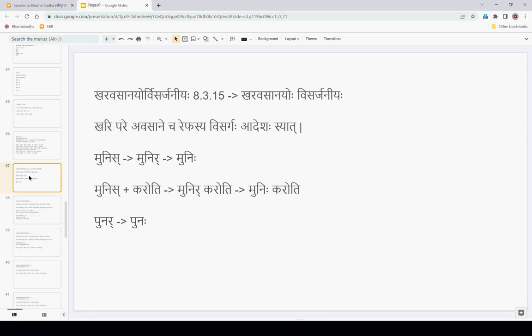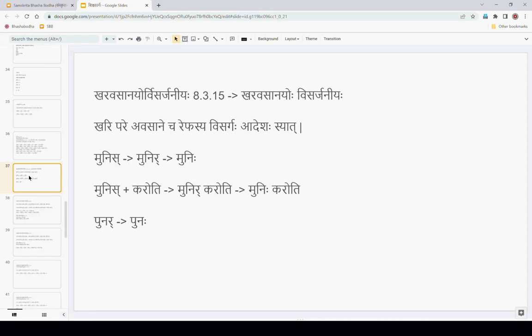Avasane means padante. Padante kim bhavati? Padante refah bhavati. Padante means end of a word. At the end of the word there should be refa, and in samhita there should be a khar pratyahara. Pada avasane cha, there is cha, right? Avasane cha refasya visarga adeshah. So this sutra is talking about two conditions.